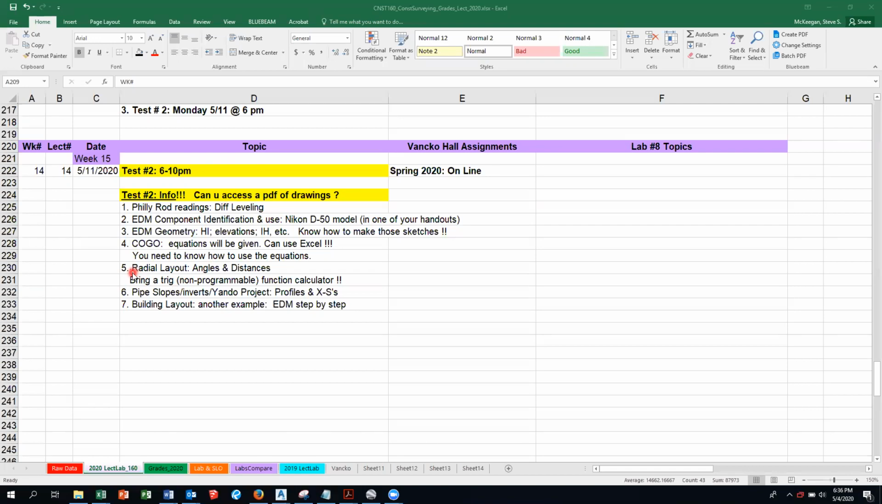A little more radial layout, angles and distances that we've talked about. Just have yourself a trig function calculator. Actually, it can be programmable now. I'm not going to be there. I guess there's a way for me to watch you take a test.